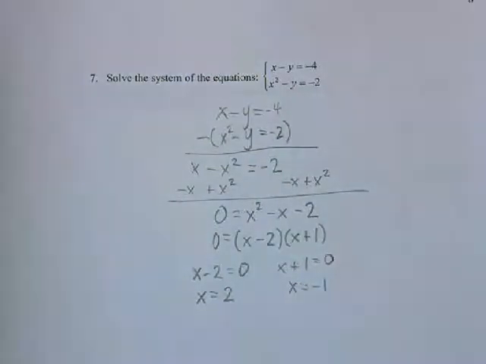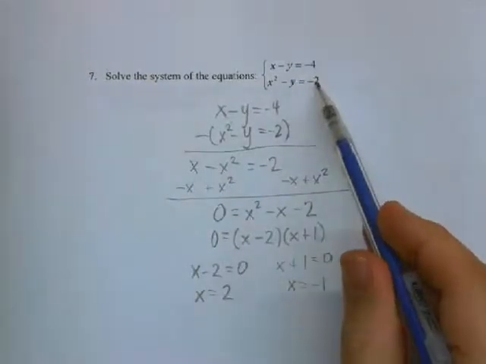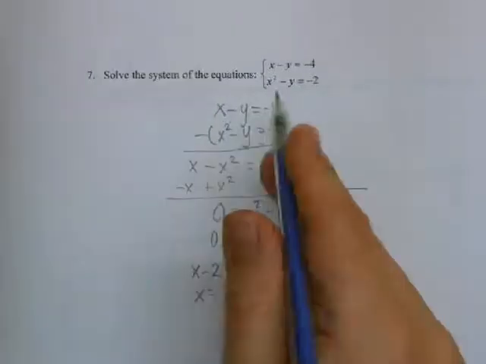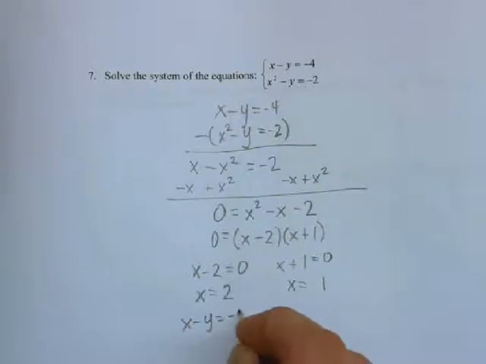Now, we are not done with this problem. We just found the x-coordinates for 2 points of intersection of this line and that parabola. We need to find the corresponding y value in order to write the two ordered pairs which represent the solutions. So I'm going to use the top one, x minus y equals negative 4. I'm going to go ahead and plug 2 in for x.